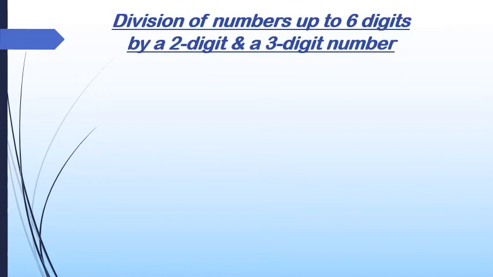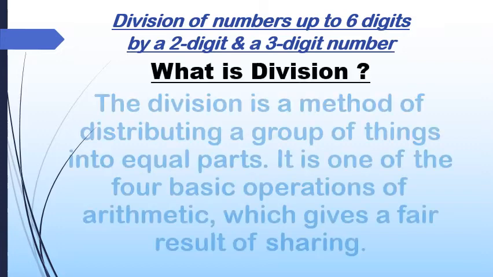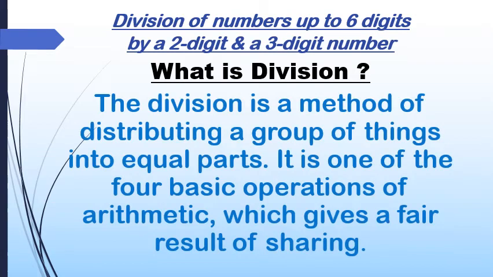Now my dear students, here we will learn division of numbers up to 6 digits by 2-digit and 3-digit numbers. So what is division? Division is a method of distributing a group of things into equal parts. It is one of the four basic operations of arithmetic, which gives a fair result of sharing.